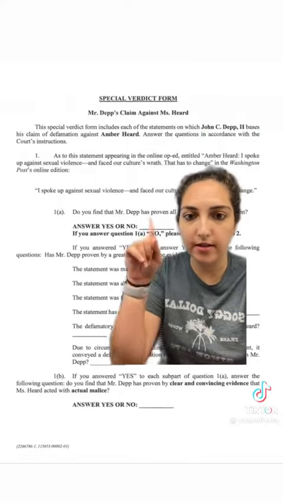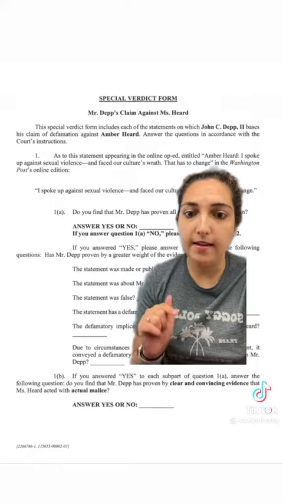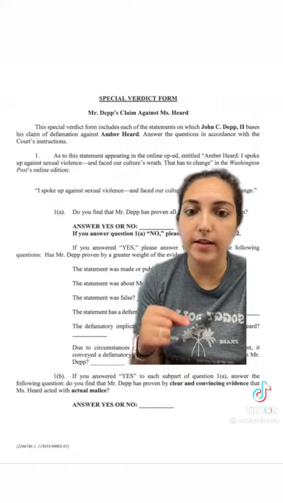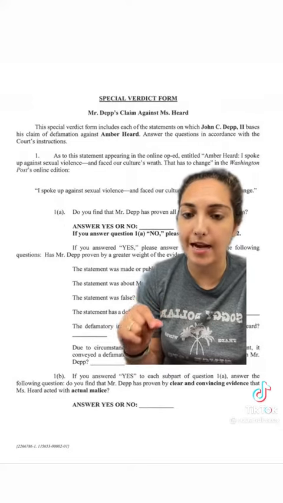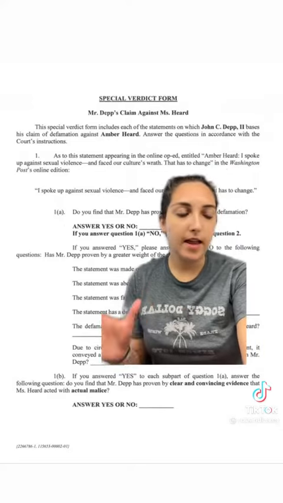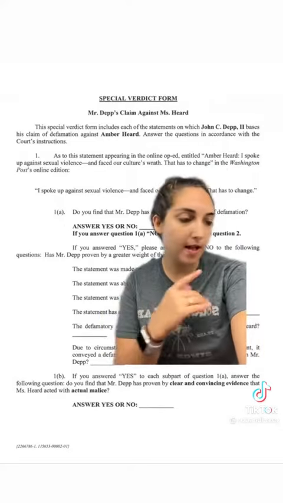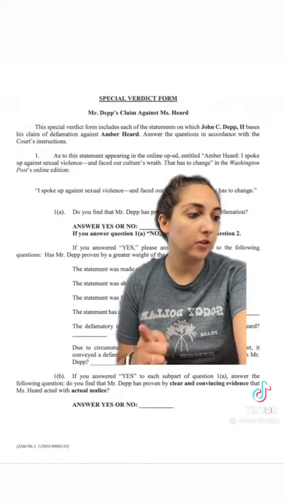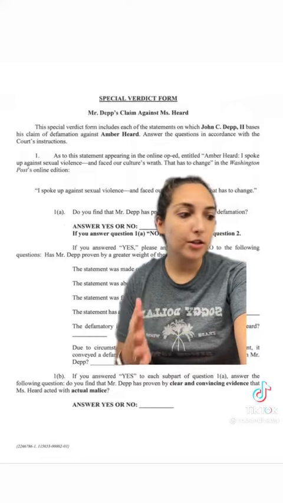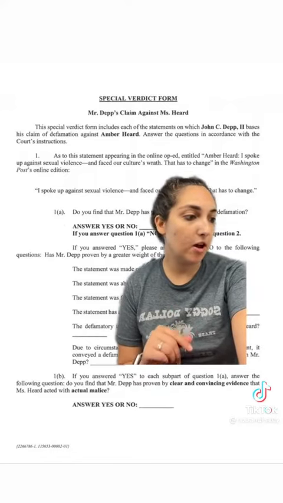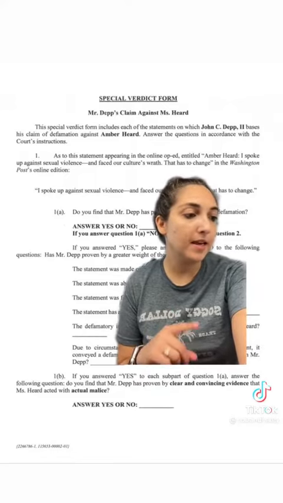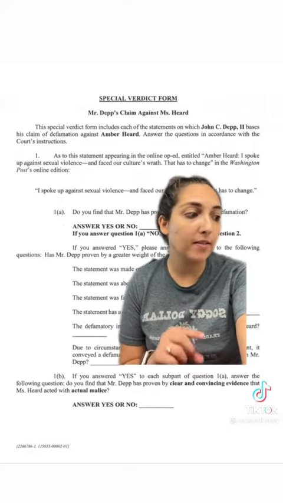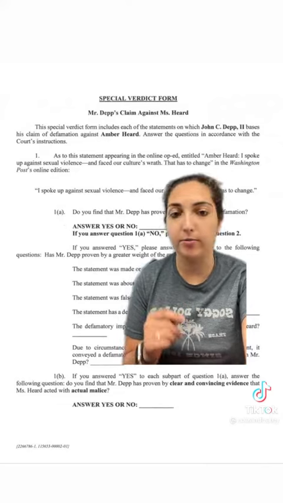If they answer yes to all of those, then they have to determine if Mr. Depp, Johnny, has proven by clear and convincing evidence that Amber acted with actual malice. And here's the definition of actual malice according to Lily Levi, a professor of law at the University of Miami School of Law. She said actual malice for defamation law purposes means that the statement was made either with knowledge that it was false or with reckless disregard as to whether or not it was false.